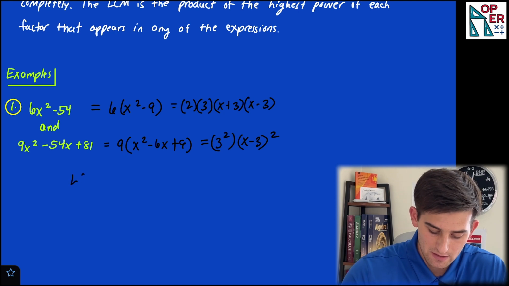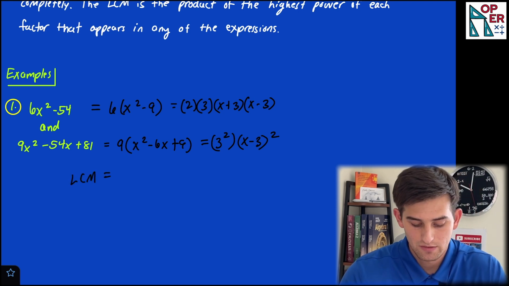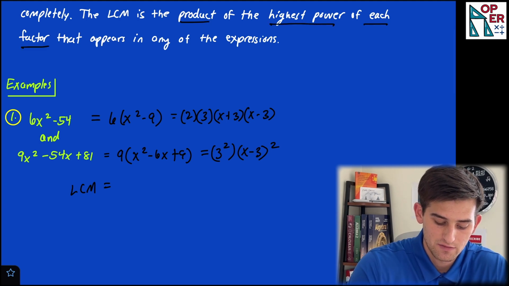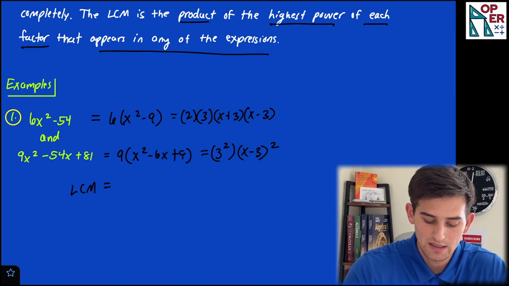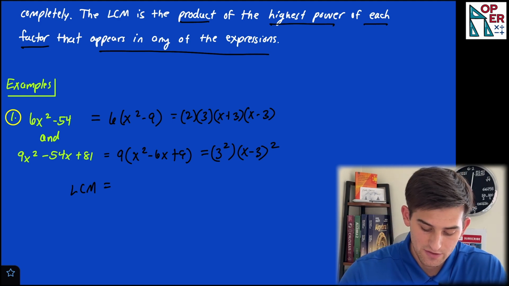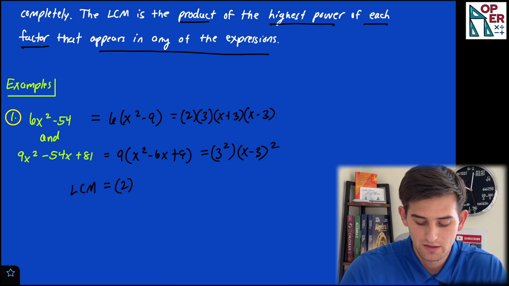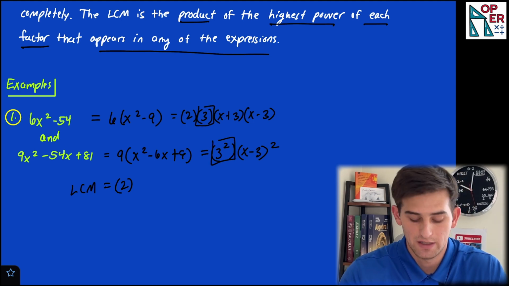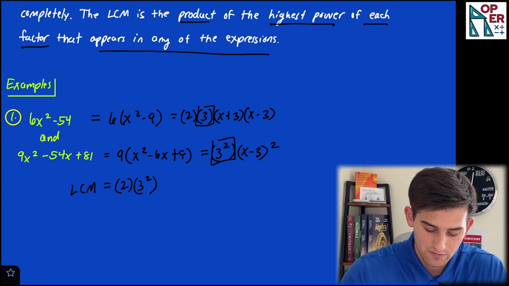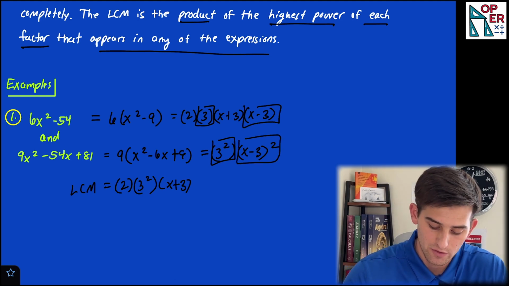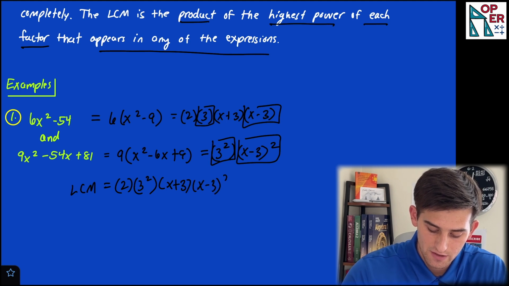So now let's think about the LCM. Notice that it said the LCM is the product of the highest power of each factor that appears in any of the expressions. We have a factor of 2 here, so we need to write that down. Then we have a 3, but here we have a 3 squared, so we're going to go with 3 squared. And we have an x plus 3, so we need to add that. And we have an x minus 3, but here we have an x minus 3 quantity squared, so we're going to go with the one that is squared. So x minus 3 quantity squared.